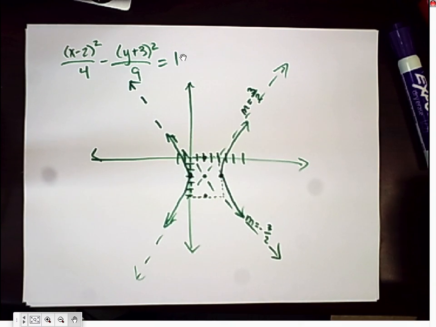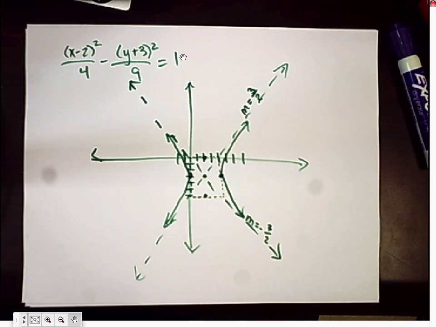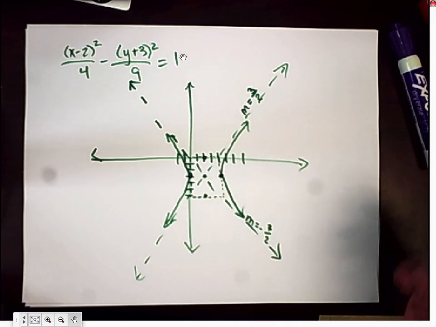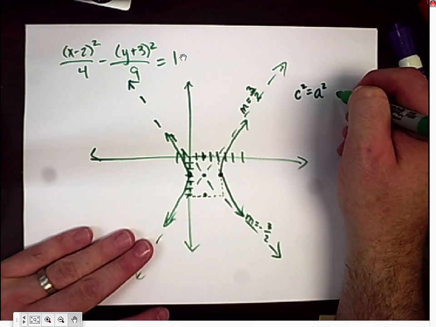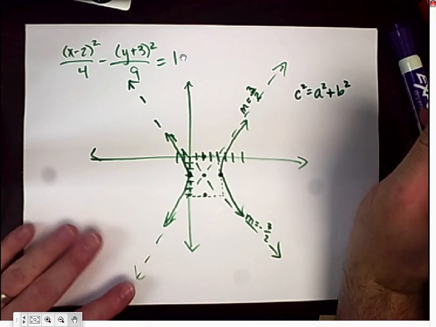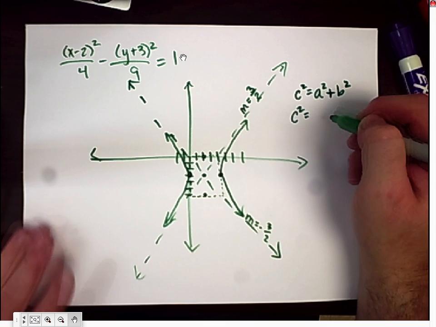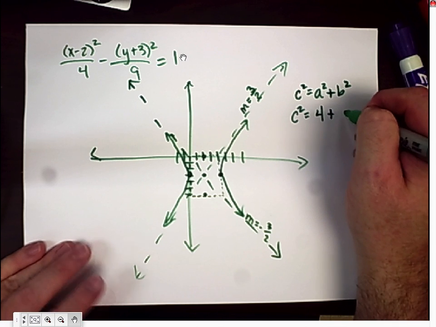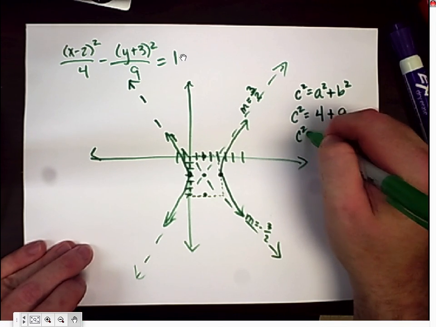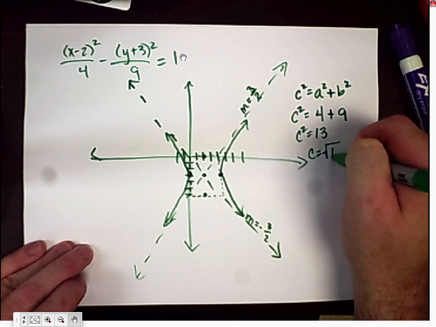Okay? It didn't ask you, but if it did, what would the foci be, and how would we find it? C is the distance from the center to a focus, and C squared is A squared. Is it plus or minus? Plus. Okay, so C squared is A squared, which is 4 because A would be 2, plus B squared, which is 9. So C squared is 13, so C is the square root of 13.